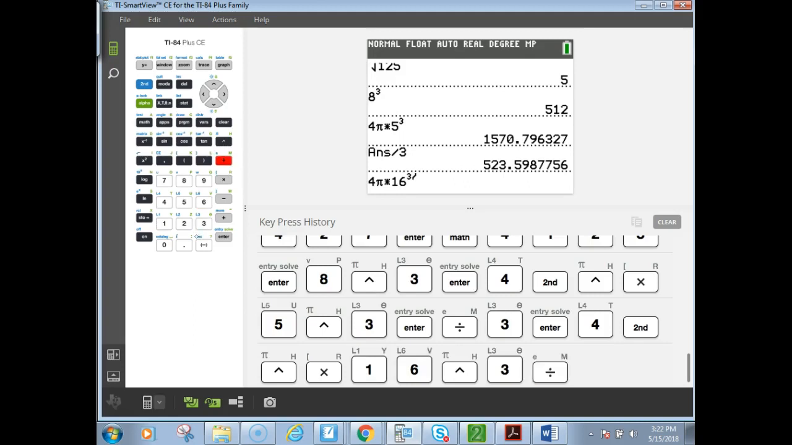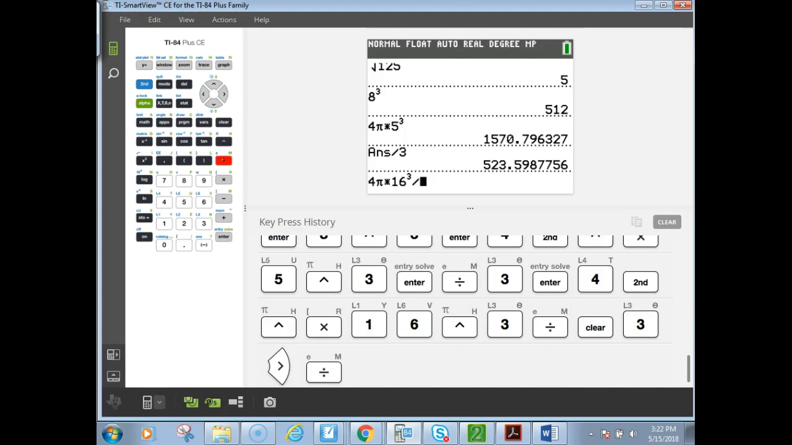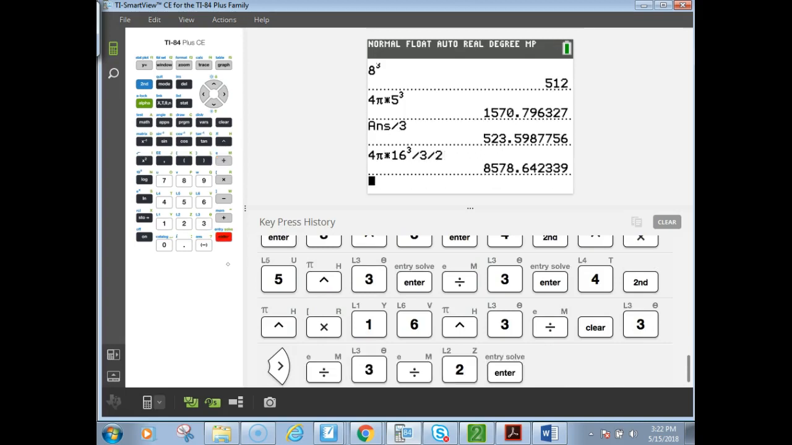Uh-oh. I just started typing it and I forgot to get out of my exponents. If that happened to you, you can hit clear and it'll go right back to where you need to fill in the 3. Then you got to arrow out, hit divided by 3, and then hit divided by 2. So you want to pay attention to what it looks like when you typed it on the calculator.